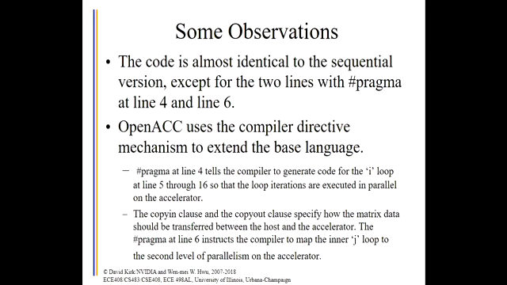So the pragma at line 4 tells the compiler to generate code for the I loop at line 5. This is the outermost loop through 16, so that the loop iterations are executed in parallel. And then the copy in clause and copy out clause tells you the data needs to be moved from the host memory to the device. It's copy in, and then device back to the host, copy out. Okay? The pragma at line 6 instructs the compiler to map the inner J loop to the second level of parallelism in the accelerator, which usually means it's the lower dimension of your thread blocks.